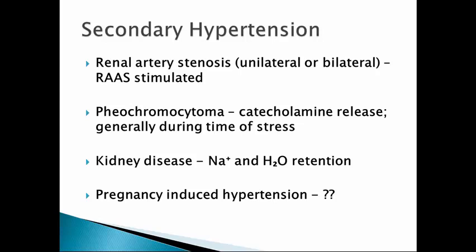Your textbook has a great table. It's table 32-3. And when you look at that, I think the impact of the table is that there are a fairly large number of pathologies that can lead to hypertension.